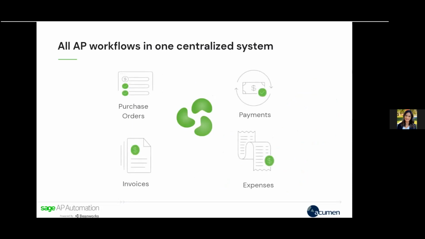That's how we do it here at Sage AP Automation. All AP processes and data are stored in the system. This means no loose spreadsheets and random software shared by individual departments. And I'll get into how automation simplifies all four workflows. Let's take a look at purchase orders first.